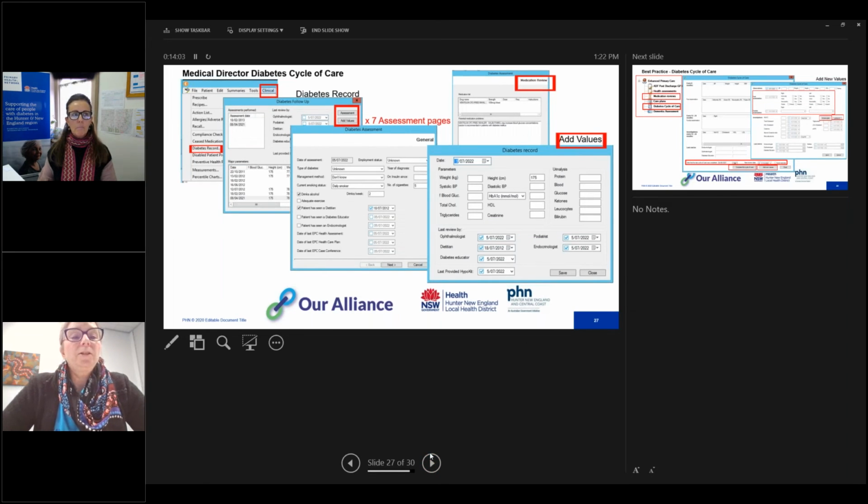So in Medical Director with the diabetes cycle of care, that's found in the patient record, the clinical tab, and then the diabetes record. There are a couple of options there. You can start the diabetes assessment, which is 7 pages, 7 screens in length. And the last page is actually the medication review. But also you can add values. And so when you add values, you get the diabetes record screen, and you can add pathology and observations. So that's quite a handy system.